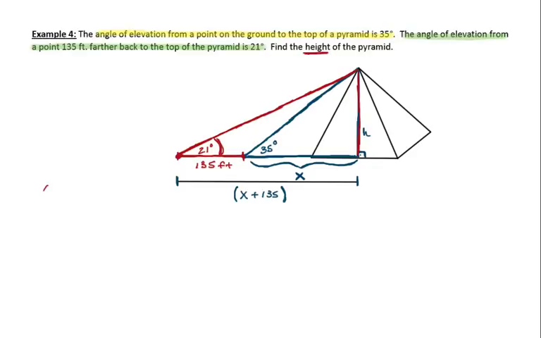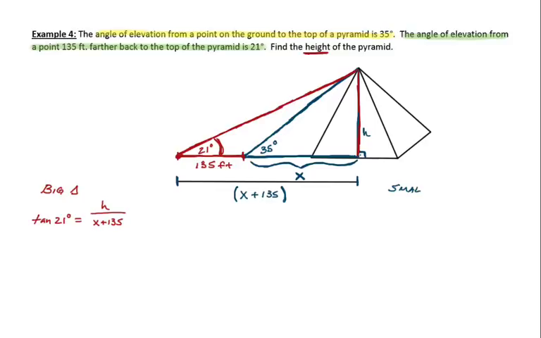Now what I'm going to need to do is, like I said, relate two triangles to each other and try to solve for the height. So the first thing I'm going to do is set up a trig ratio for the big triangle. Tangent of 21 degrees equals h over x plus 135.